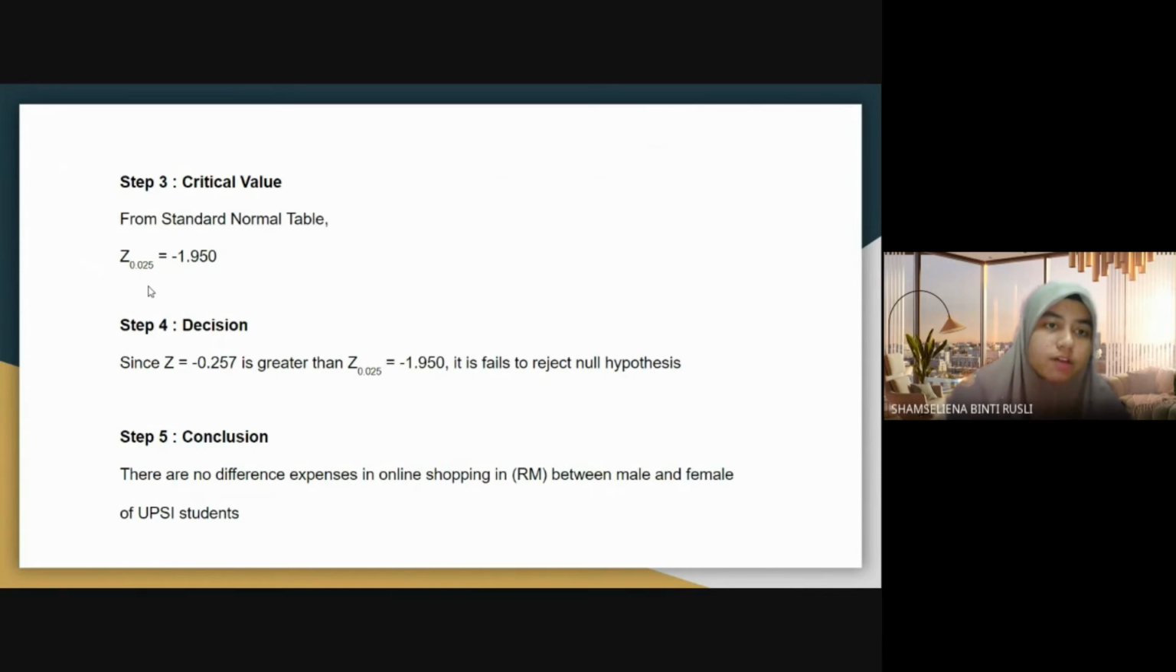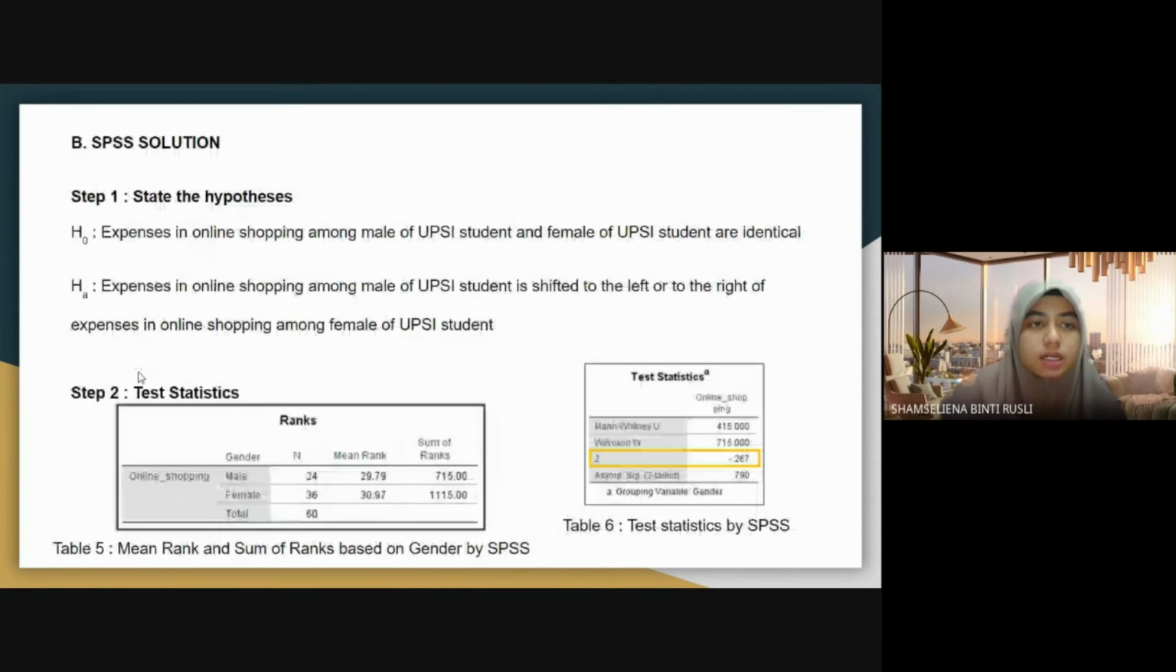negative 1.950. So we can decide that since Z is negative 0.567, which is greater than Z 0.025 equal to negative 1.950, it fails to reject the null hypothesis. So we can conclude that there is no difference in expenses in online shopping in Ringgit Malaysia between male and female UPSI students. For the SPSS solution, step 1 hypothesis is the same as the previous manual calculation.